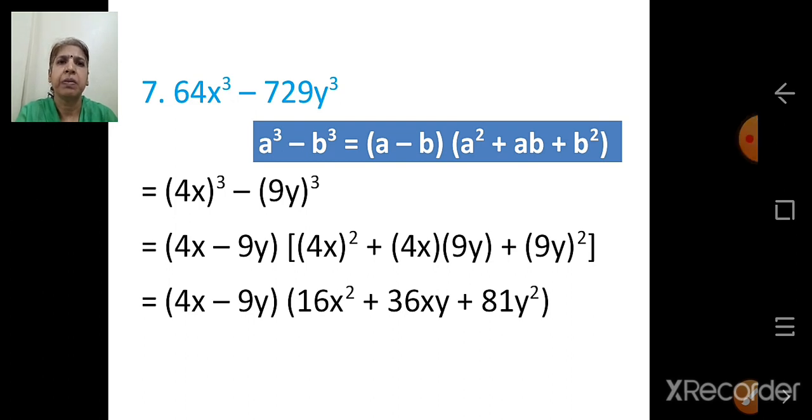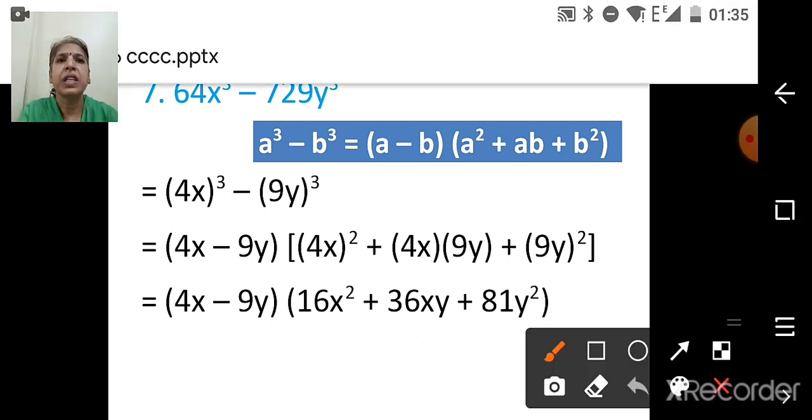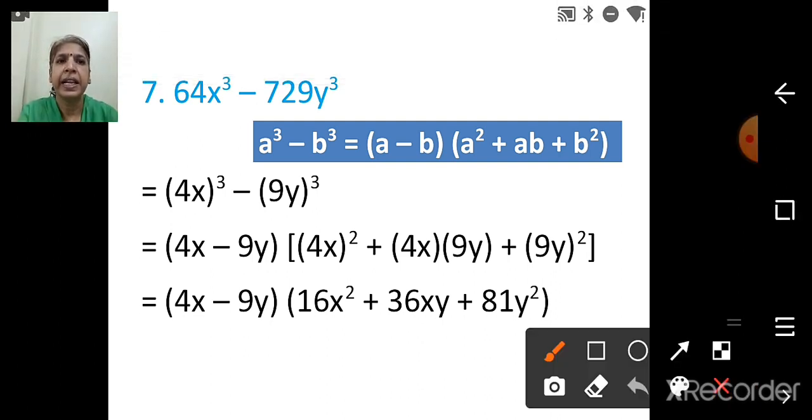Seventh question is 64x cube minus 729y cube. 64 is cube of 4. So we can say it is 4x the whole cube minus 729y cube. 729 is cube of 9. So 9y the whole cube. So which formula is applicable? a cube minus b cube.